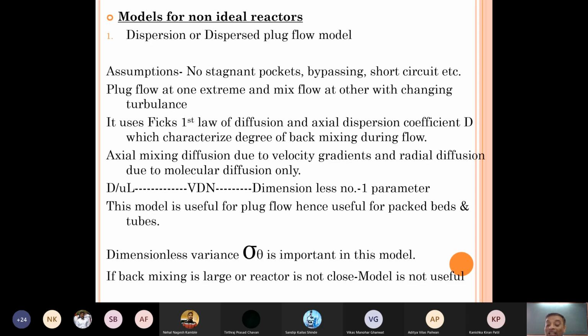हा पण प्रश्न गेटला विचारला होता. D gives degree of back mixing during the flow. When flow is there, how much back mixing takes place? मागे परत लिक्विड किती येते? Okay, that we are getting by D, capital D, which is known as axial dispersion coefficient.